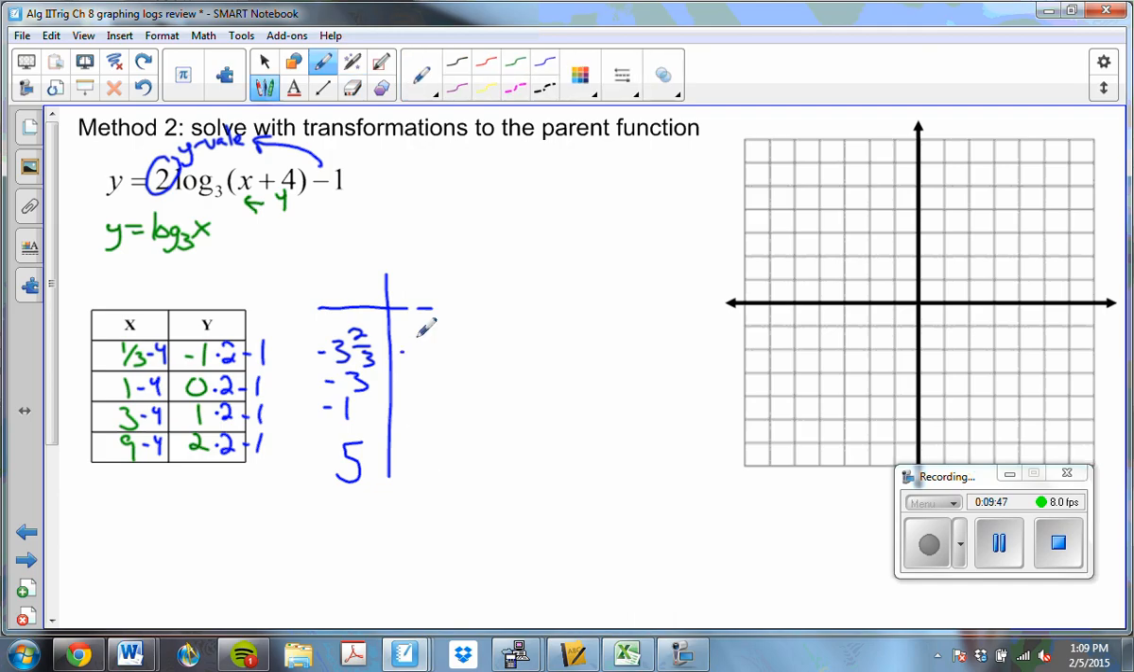So this goes -3, -1, 1, 3. So I have the points (-3 2/3, -3), (-3, -1), (-1, 1), (5, 3).